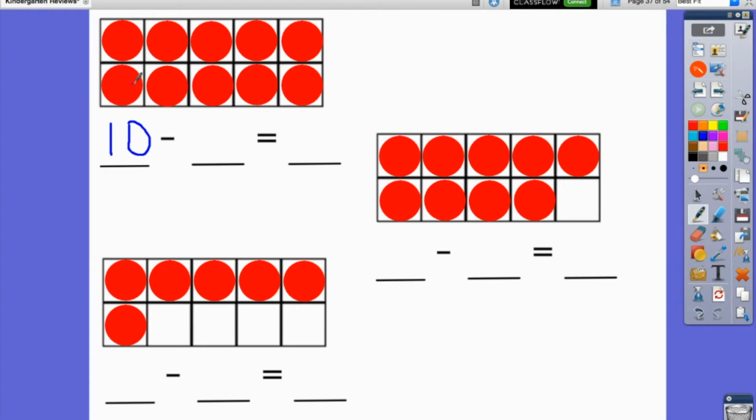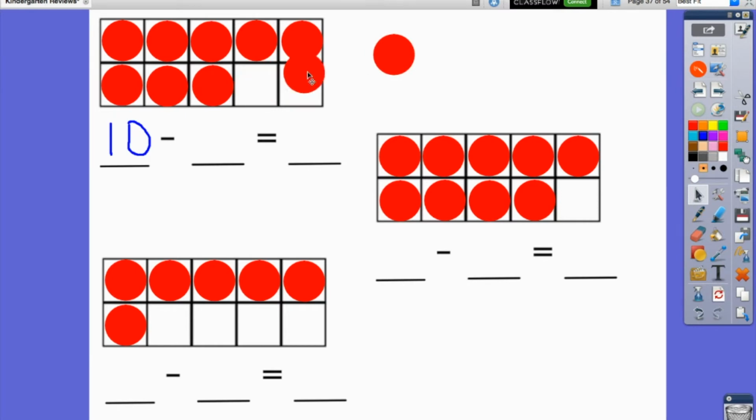That's right. When all of our 10 frame is filled in, that means we have 10 counters. Let's count. 1, 2, 3, 4, 5, 6, 7, 8, 9, 10. So there are 10 counters. What happens if I decide to take away some of my counters? So I want you to count with me as I take away some counters, because we're going to see how many we take away.